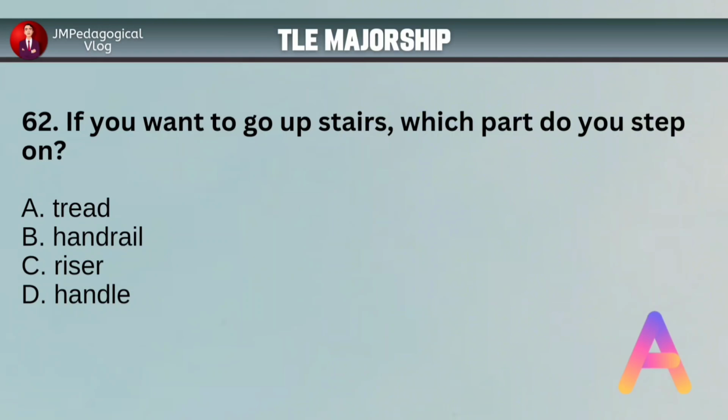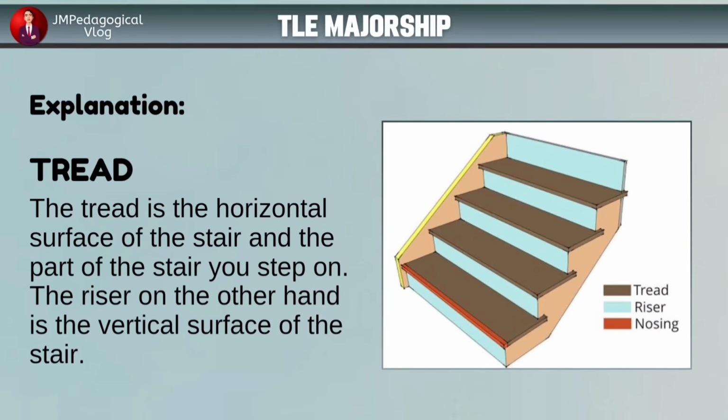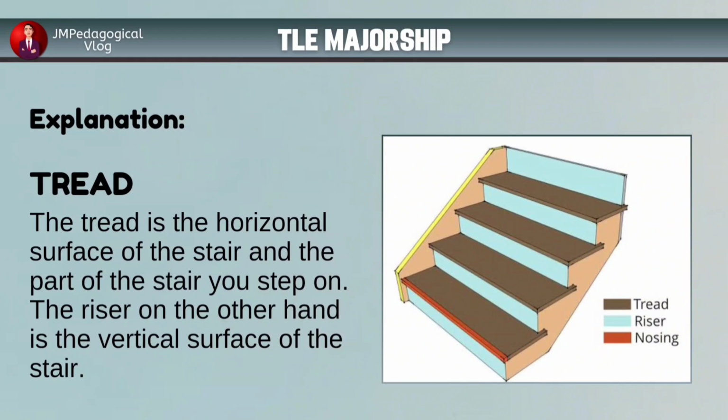A. Tread. Explanation. The tread is the horizontal surface of the stair and the part of the stair you step on. The riser, on the other hand, is the vertical surface of the stair.